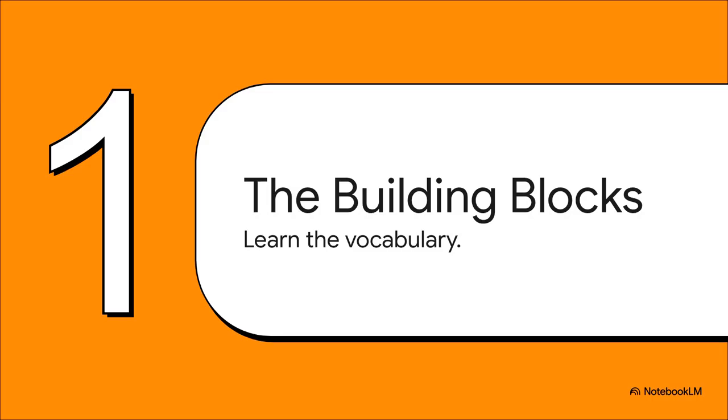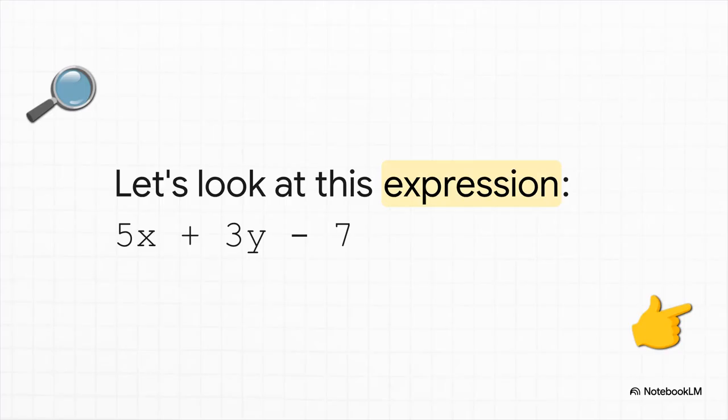Okay, first things first. You can't organize a room if you don't know the difference between a shirt and a sock, right? Well, same thing here. Before we can tidy up, we got to learn the names of all the different parts we're looking at. So, let's get our vocabulary down. To get this vocabulary down, let's use this expression right here as our guide. 5x plus 3y minus 7. It's pretty much perfect because it has all the key pieces we need to know before we can start organizing.